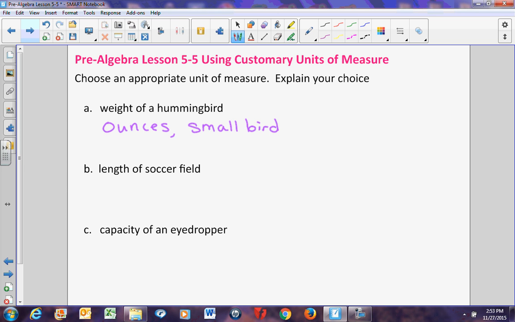Okay. Length of a soccer field. Well, the soccer field is slightly bigger than a football field. We already know a football field is 100 yards long. You just have to hope you know it's 100 yards long. So the length of the soccer field should be done in yards. Because it's too long to measure in inches or feet, and too short to measure in miles.